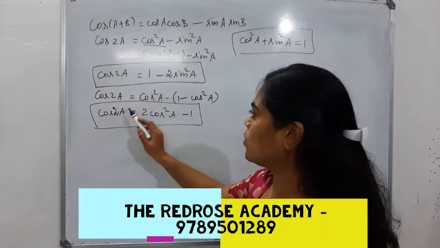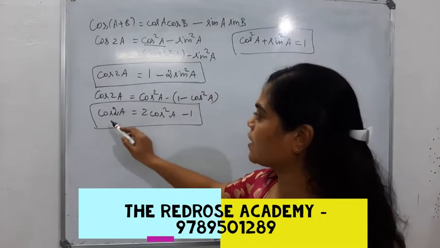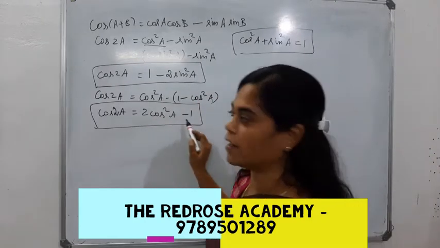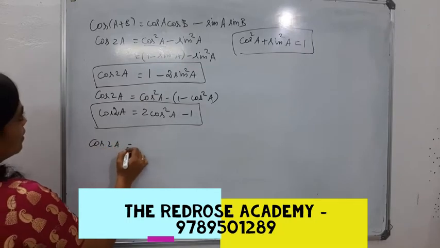So what is cos 2A in terms of sin square A? It is 1 minus 2 sin square A. Cos 2A in terms of cos A: 2 cos square A minus 1. So cos 2A in terms of tan A.